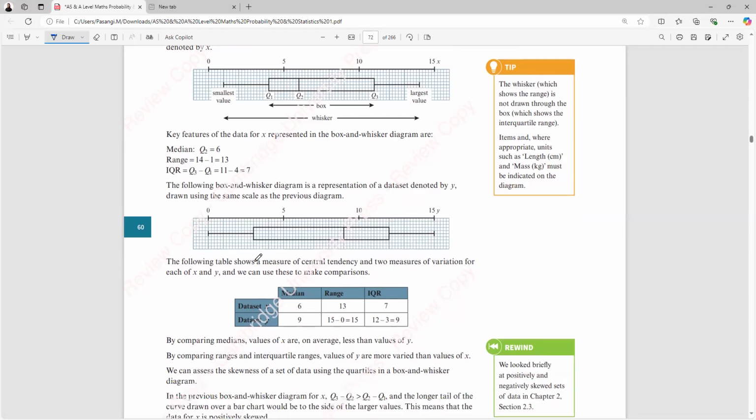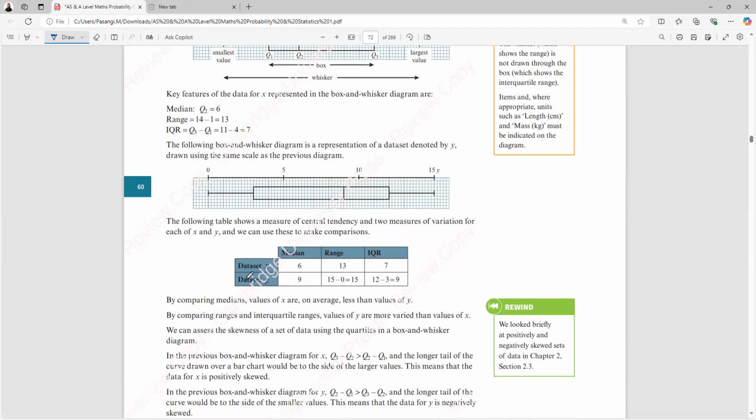So, the following table shows a measure of central tendency and two measures of variation for each of X and Y, and we can use these to make comparisons as well. So, what are those? Median, range, and IQR. IQR means interquartile range. So here for the data set, what would be the median? What would be the range? In any given data set, we should be able to calculate all these values.